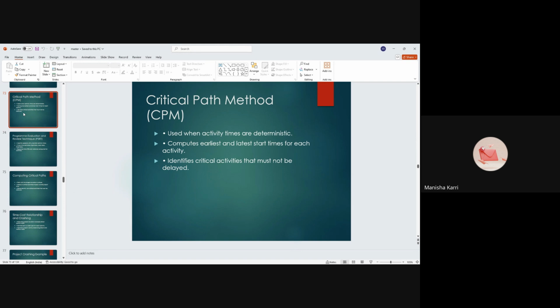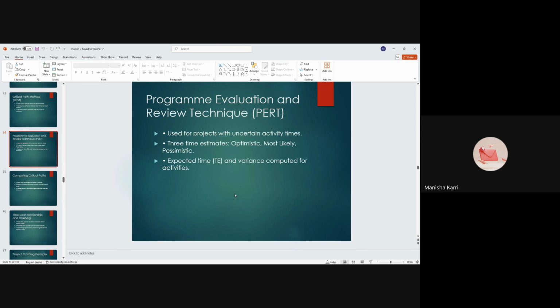So CPM is valuable because it provides a clear timeline, identifies which activities are most sensitive to delays, and helps in resource allocation by focusing on critical tasks. So we have finished the critical path method.